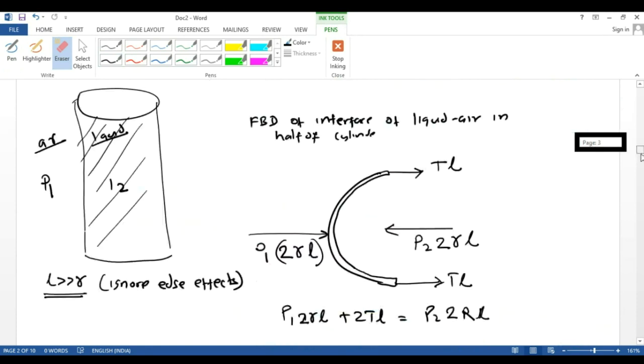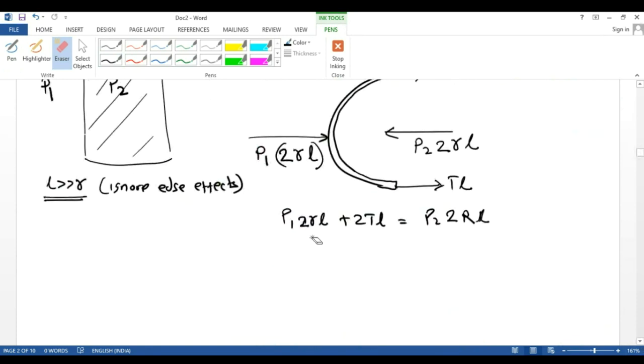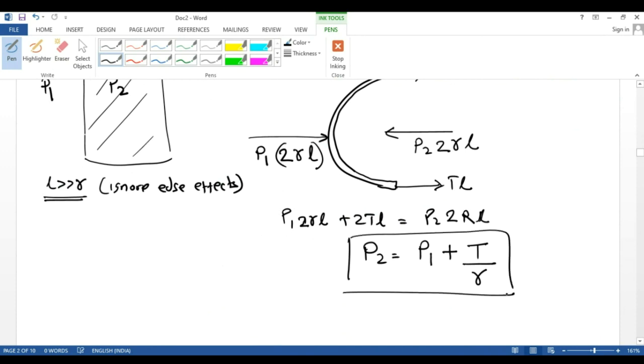So solving, what we get here is P2 is equal to P1 plus T divided by R. So again, we are seeing that the pressure on the concave side is more than the pressure on the convex side. The difference of pressure is T by R.